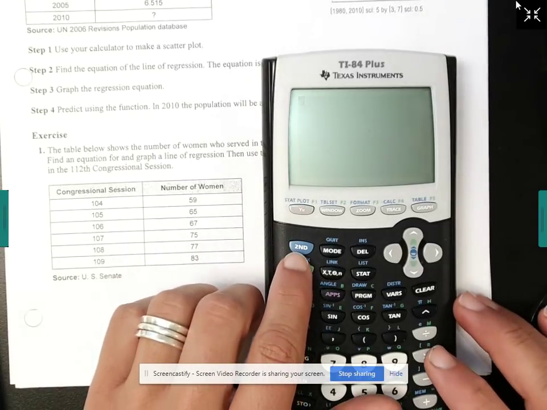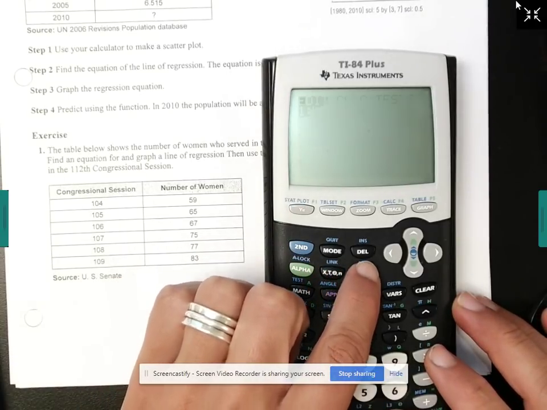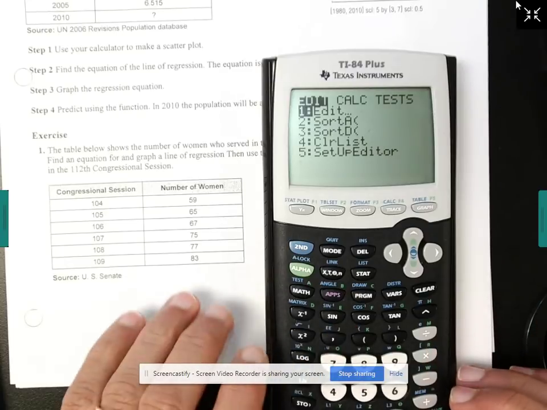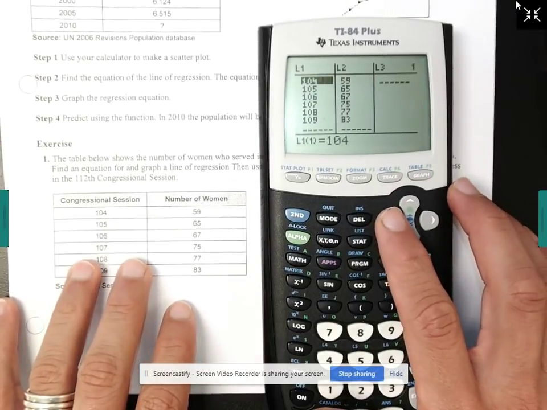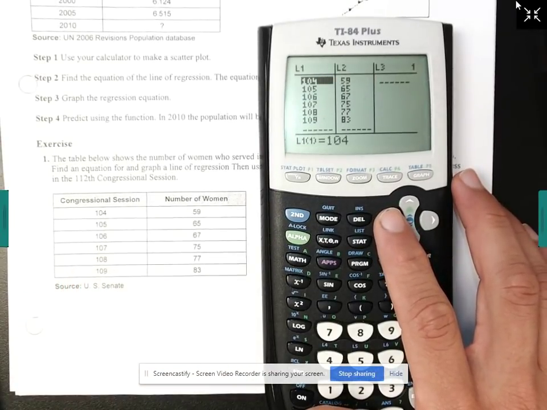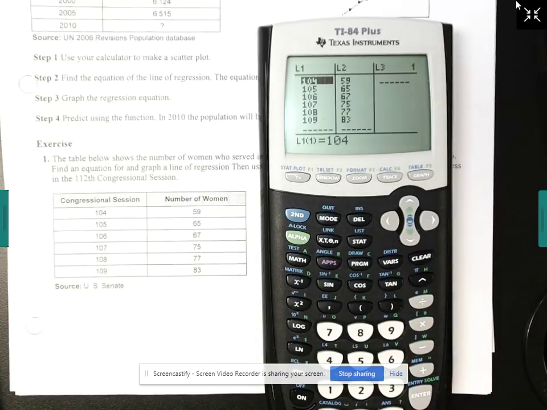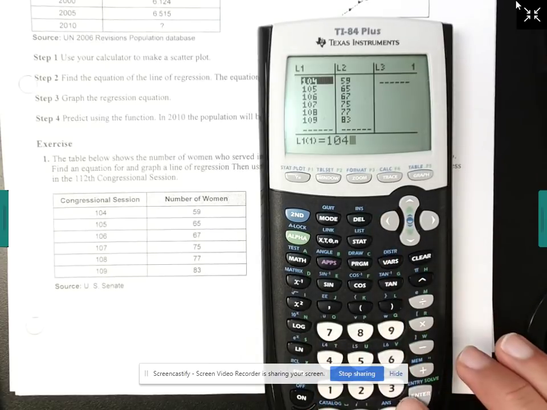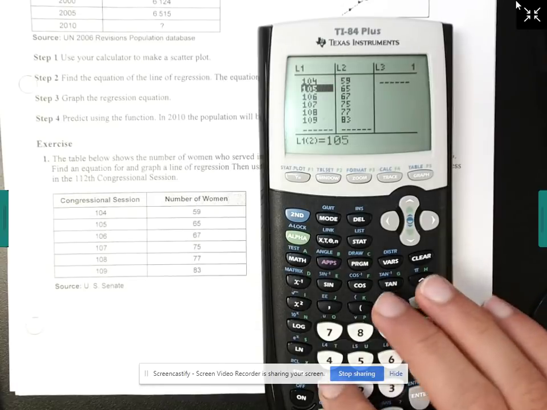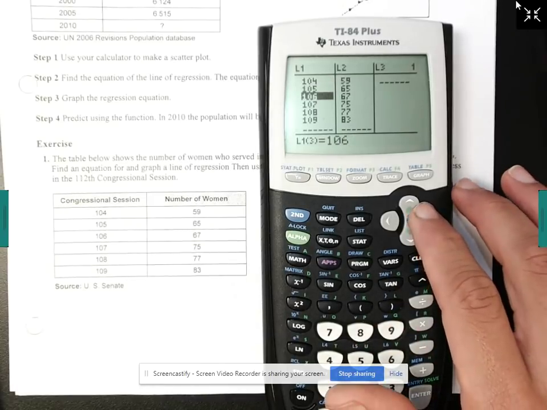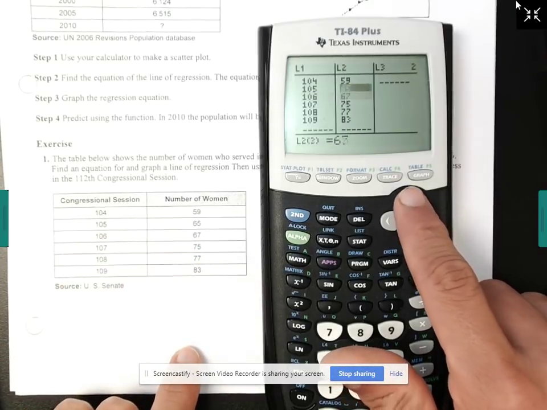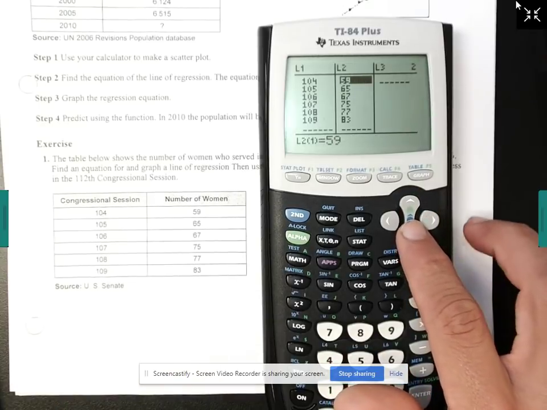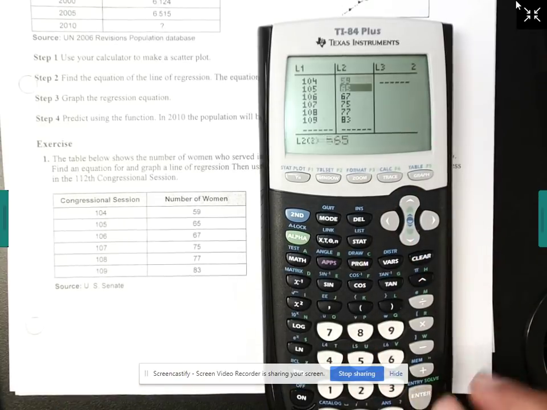So we're going to go to this button right here, stat, okay? And then we're going to press enter. When we press enter, it's going to take us to this menu right here. Now notice that I've already put these numbers in, but all you have to do, for example, if you're right there, you just press 104, press enter, and then it takes you to the next one, press 105, enter, and so on and so on. When you're done with that list, which in this case is the x, and this is the y, I'm going to just move over. And if you didn't write anything, it should start with that, and just type in 59, enter, and so on and so on. All right, so that is how you do that part.